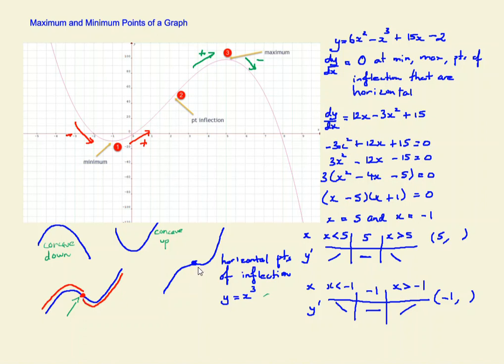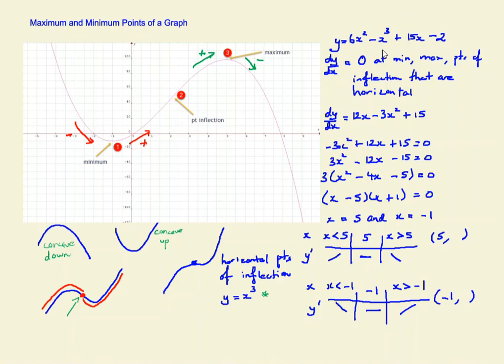You can have points of inflection which have a gradient of 0 at them. So y equals x cubed would be a classic example of that. So this is concave down, changes to concave up. It's a point of inflection therefore, but the gradient is 0. We will have a look at how to find those points of inflection in the next video.